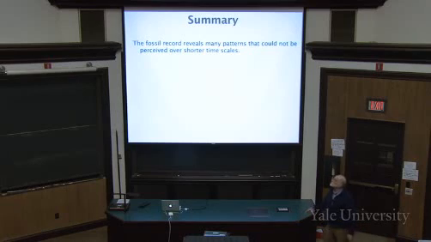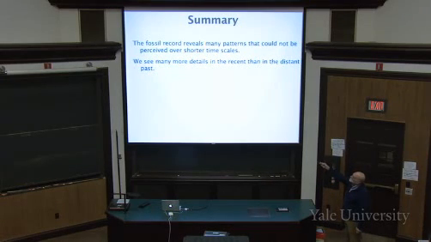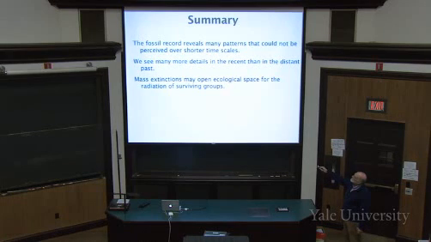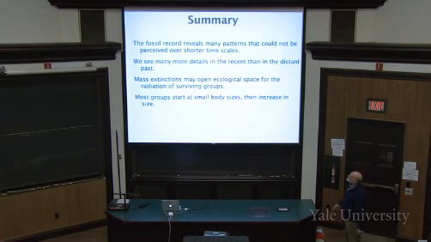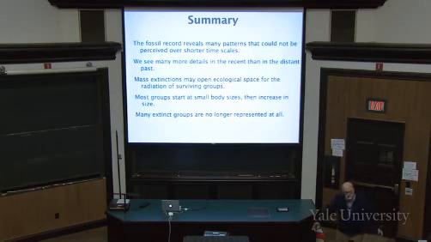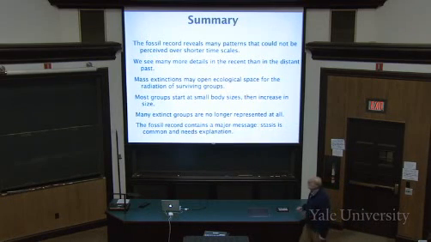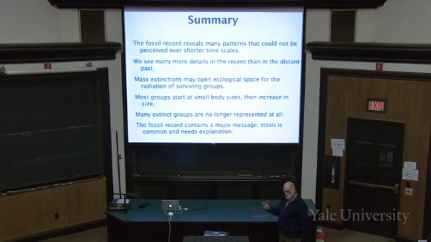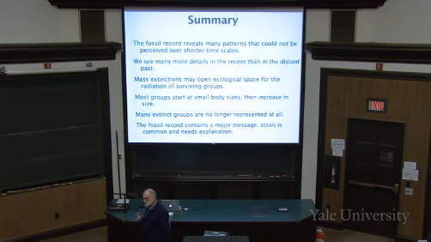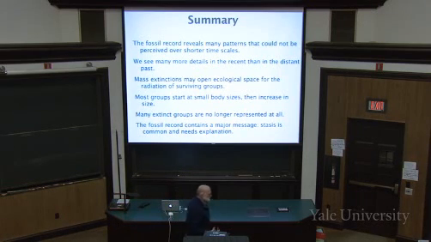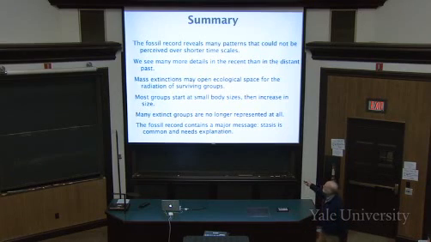Okay, so what does the fossil record tell us? It shows us a lot of stuff that we couldn't see at shorter time scales. We see a lot more detail in the recent than in the distant past. It looks like mass extinctions may open up ecological space for the radiation of surviving groups, so it may be that you need an extinction before you can have a big radiation. Most things start small and get big, and there's a lot of stuff that's not on the planet at all anymore. There are no surviving descendants. So the fossil record has a take-home point that's actually a puzzle that can be attacked experimentally in part by people doing evolutionary developmental biology and phylogenetics, and that is, why is there stasis? It's common, and we don't have an explanation for it. Okay.